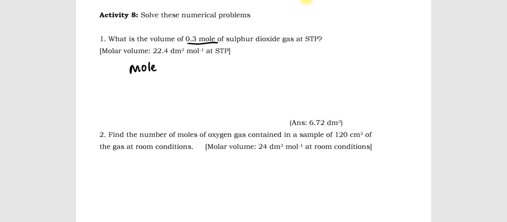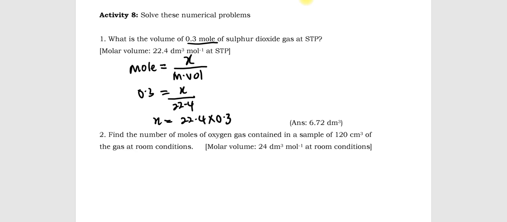Okay, 0.3 mole. Okay, you can always start with the formula. Formula dia adalah apa? Mole is equal to X over 22.4 in this case. I write molar volume lah. Okay, molar volume. So the mole is 0.3. Molar volume is 22.4. What is your X? Times. 6.72 dm cube.